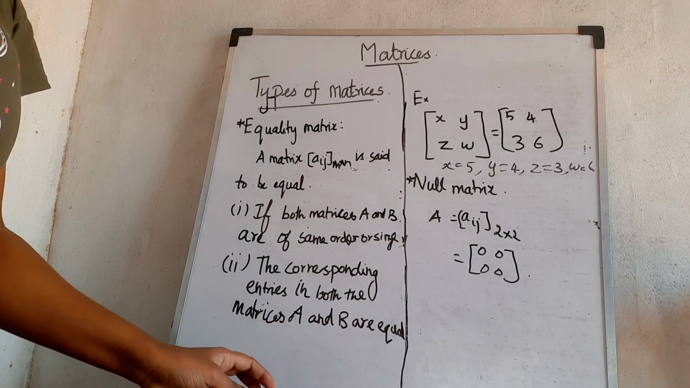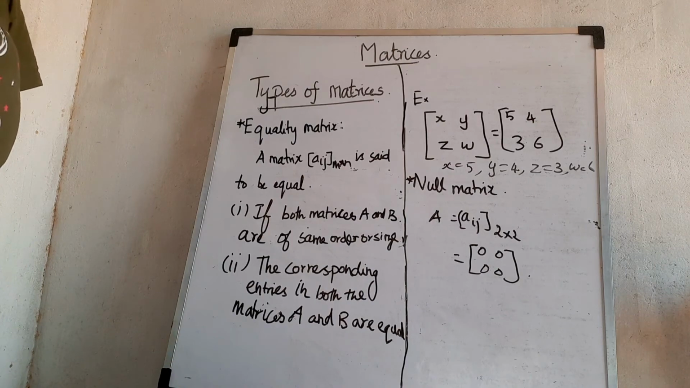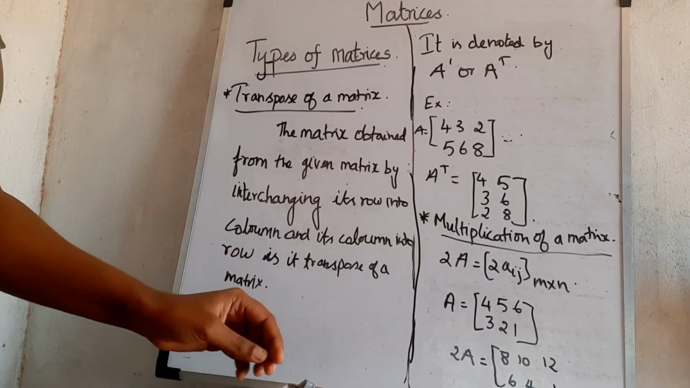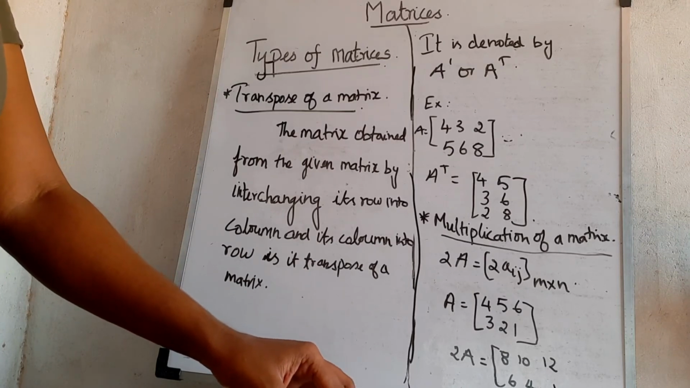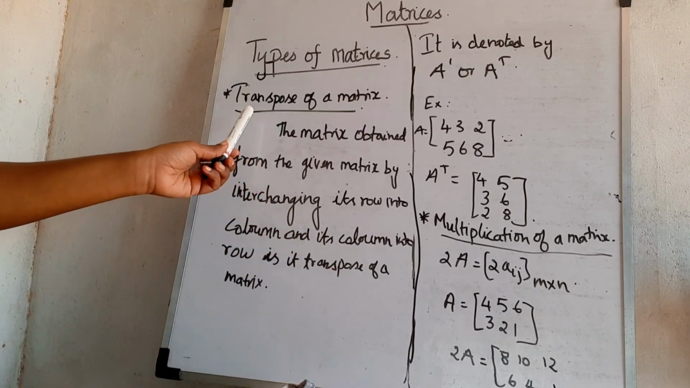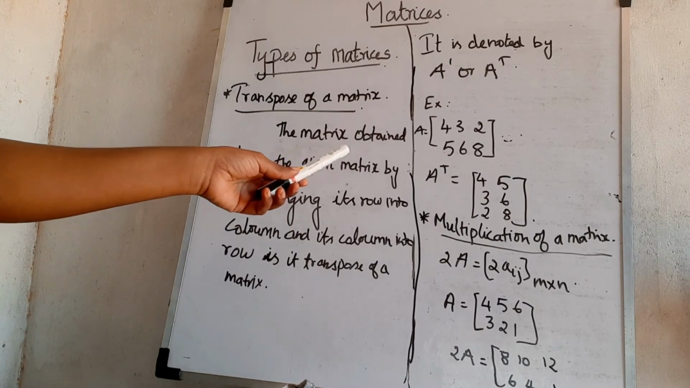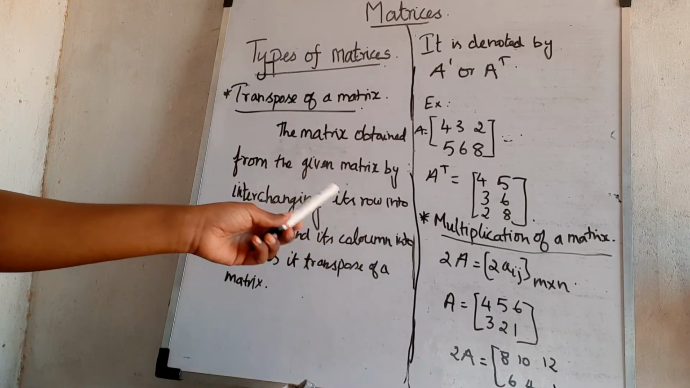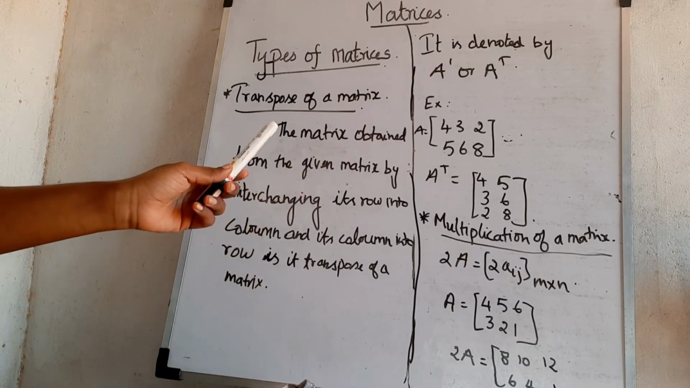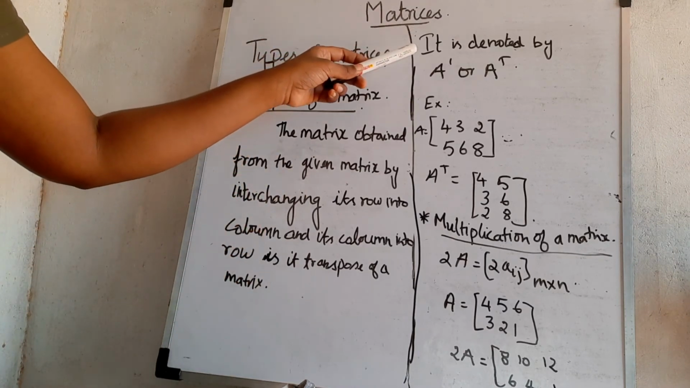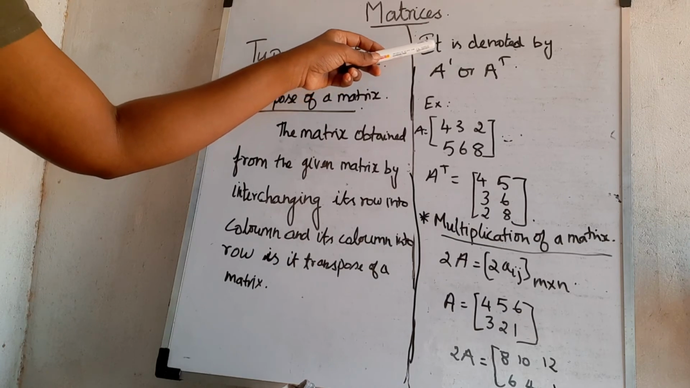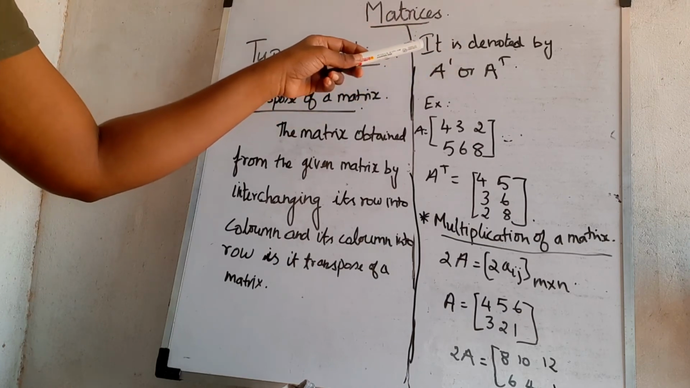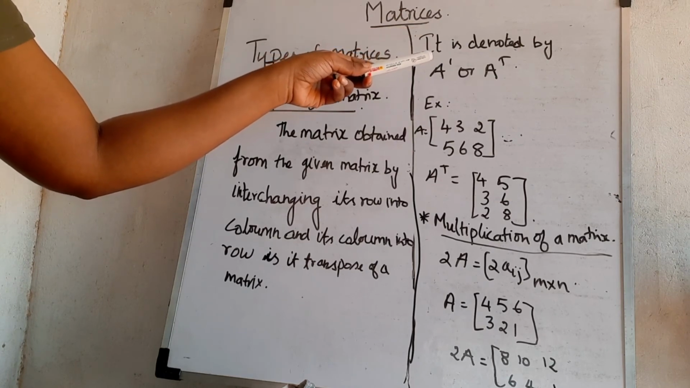Next one we are going to see about the transpose of a matrix. As I already told, the matrix obtained from the given matrix by interchanging its rows into columns and its columns into rows is the transpose of a matrix. We can denote that as A dash or A power T. So that is how we denote the transpose, A transpose.